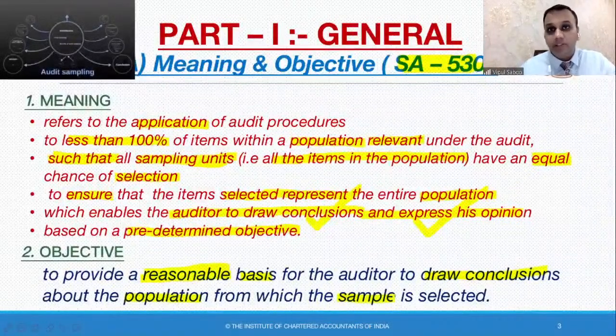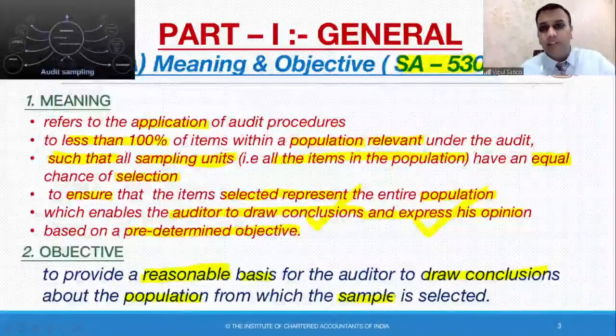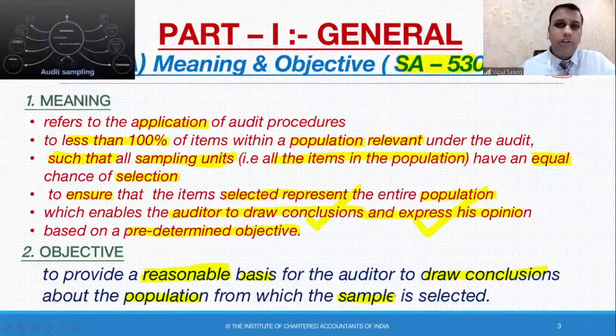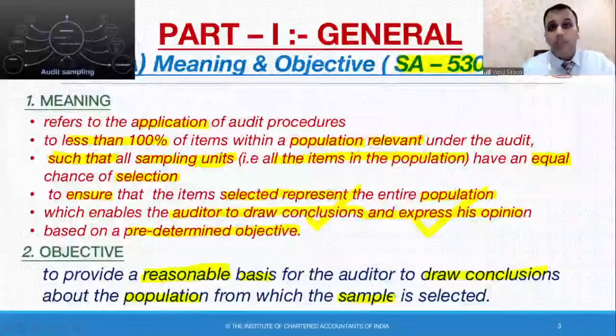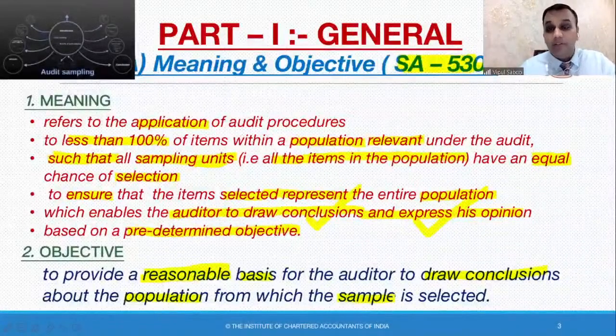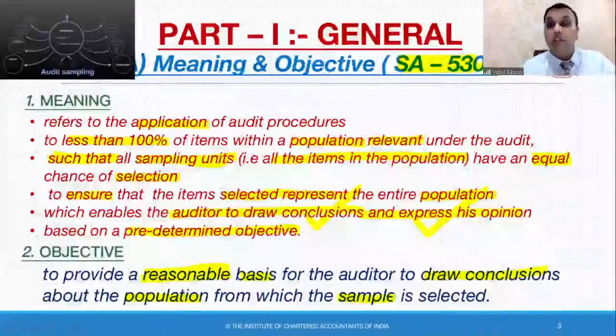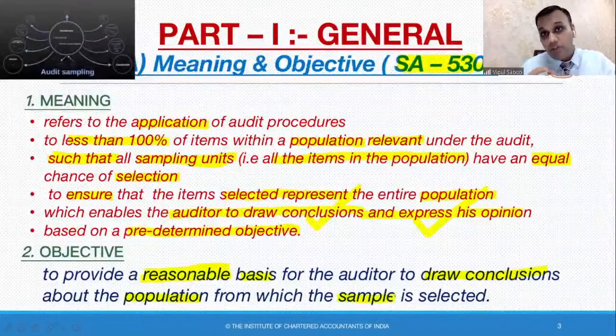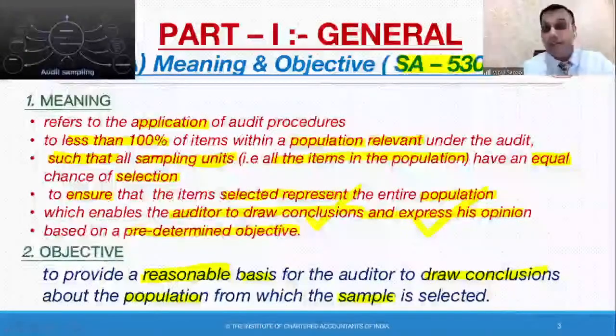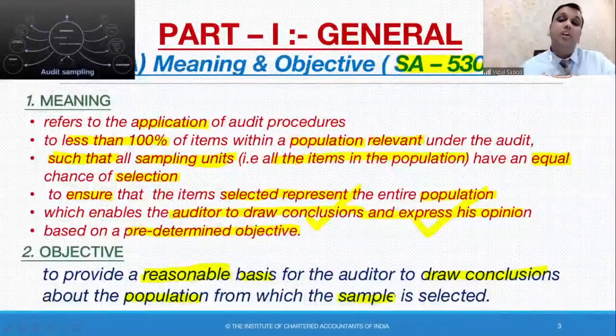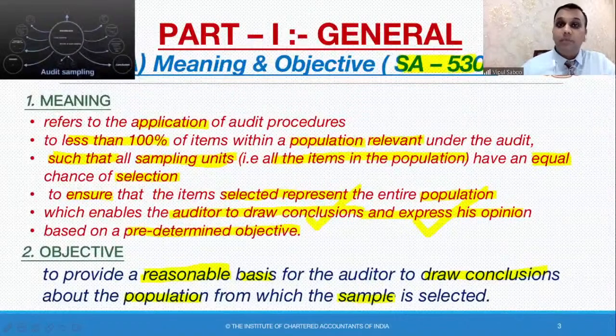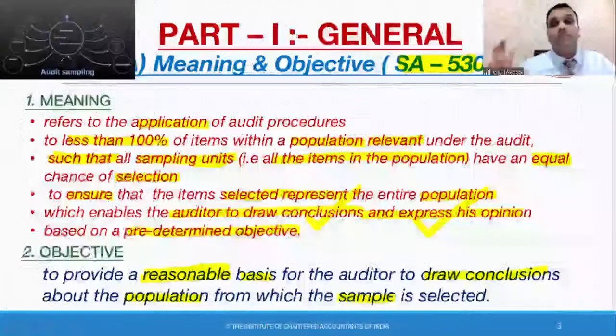We get our blood test reports and they tell us, yes, these are the infection levels, these are the red blood cells, and this is the blood sugar level and everything. So the sample derived from the patient provides a reasonable basis for the lab person to draw a conclusion about the deficiencies, about the level of infections in our body, and he comes out with the results in the form of a detailed report. In the same way, the auditor derives a sample from the population of data which he has to audit.